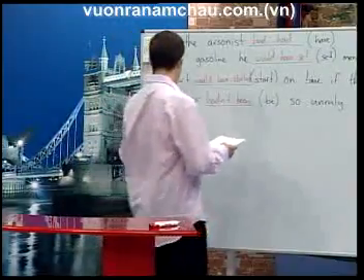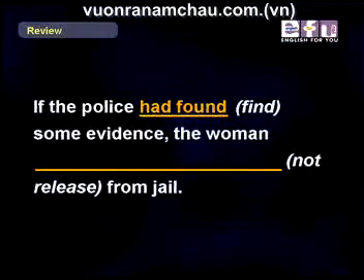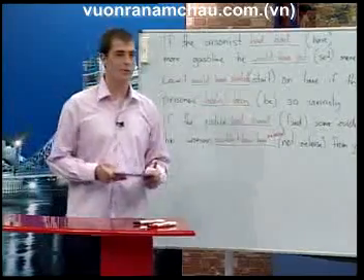Okay, the last one's for you, Monica. If the police something, the verb is find, some evidence, comma, the woman, and the verb is not release, from jail. What do you think it is, Monica? If the police had found some evidence, the woman wouldn't have been released from jail. Good. Okay, that's excellent work. Thank you all.